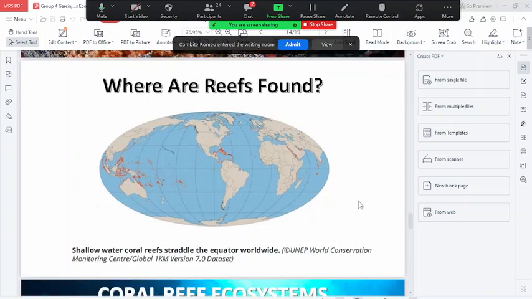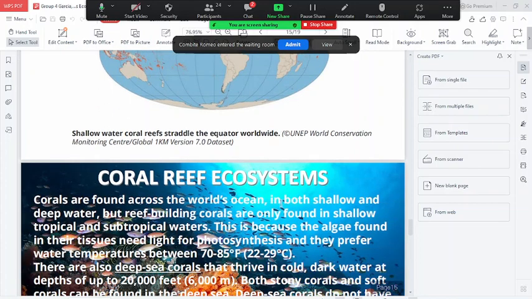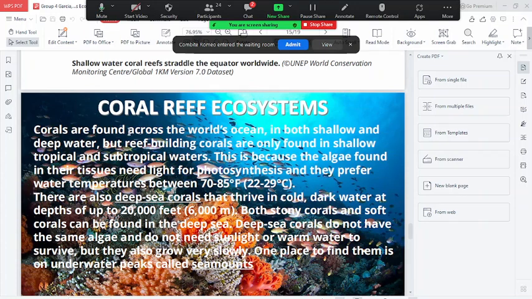Where are coral reefs found? Coral reefs are found in shallow water. Coral reefs straddle the equator worldwide. Corals are found across the world's oceans in both shallow and deep water, but reef-building corals are only found in shallow tropical and subtropical waters. This is because the algae found in their tissues need light for photosynthesis, and they prefer water temperatures between 70 to 85 degrees Fahrenheit, 22 to 29 degrees Celsius.